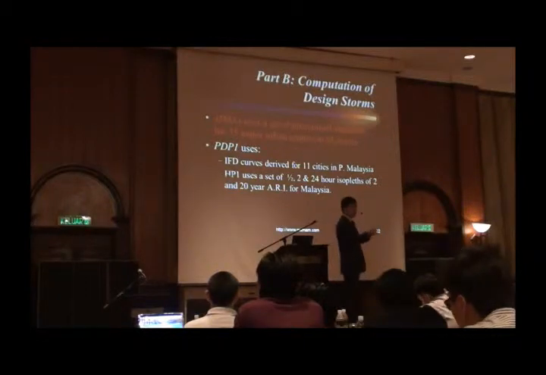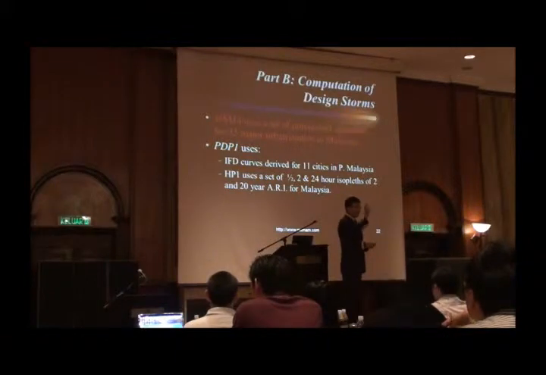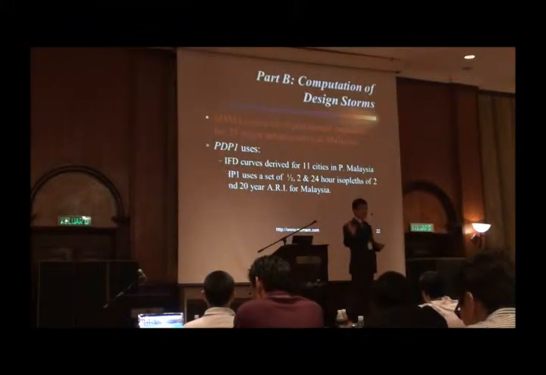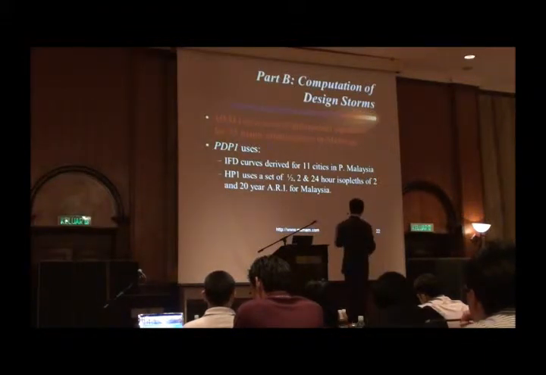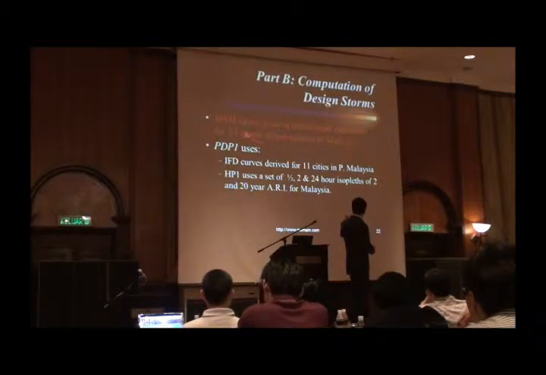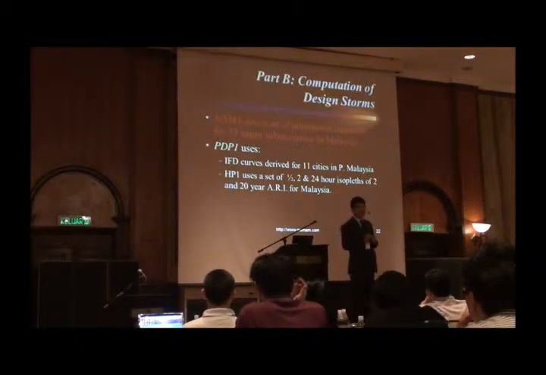The difference in the approach is that MASMA uses a set of polynomial curves for all the 35 major urban centers in Malaysia, whereas the PDP one only has 11 cities. And also they use isopluvials. I'm going to show you how you can do this manually, how you compute this polynomial equation using design storm.